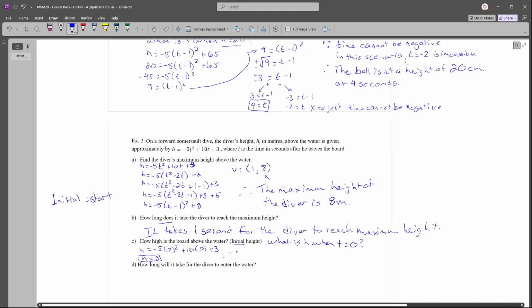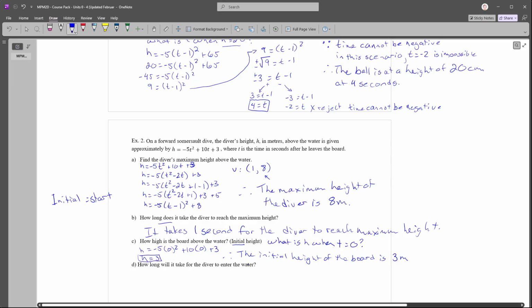So therefore, the initial height of the diver, oh no, it is asking for the board. So the initial height of the board is 3 meters. Wow, that's a pretty good jump. He went from 3 meters to 8 meters. That's a vertical jump of 5 meters. That's impressive. All right. So that's pretty awesome.